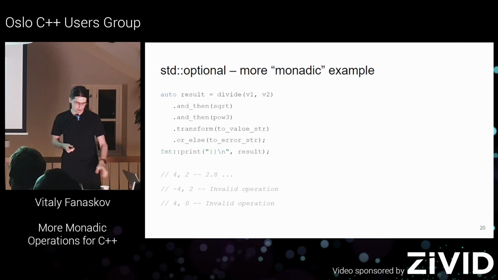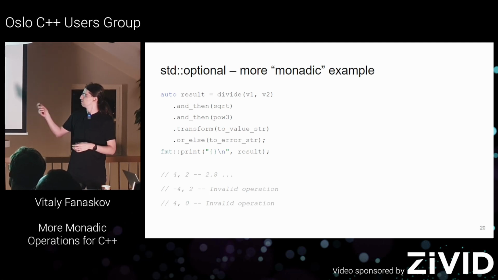And below, there are 3 cases. The first one is more or less fine. We have 2 and 4. And by the end, we are getting 2.8 point something. There will be more numbers, I believe. And for negative square root, it will fail. We don't support any complex numbers or whatever it's called here. And division by 0 is also a fail. So we have invalid operations.